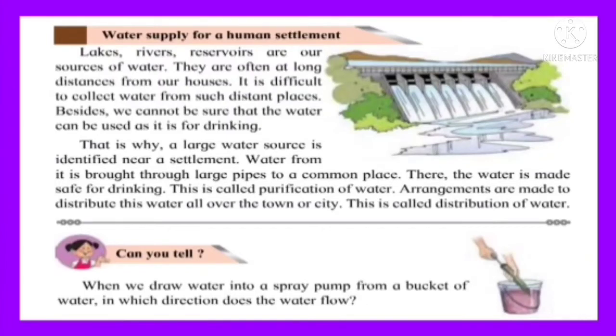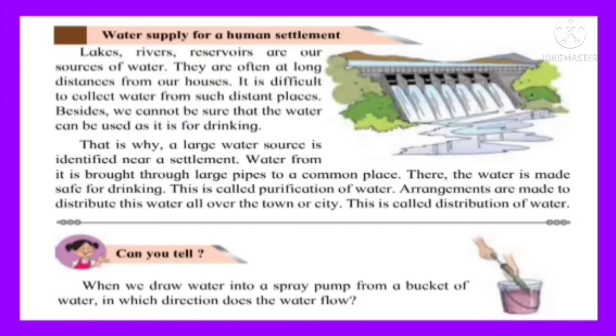So what is done these days is that water from these sources is brought through large pipes to a common place, okay? And when the water is brought, it is kept safe for drinking. Now what they do is they purify the water. It is kept in one place and it is purified. So the process of making water pure or clean is called purification of water.